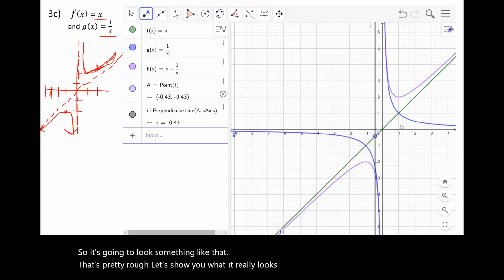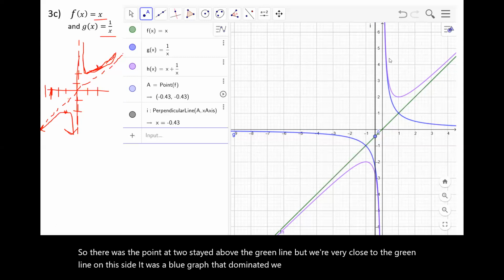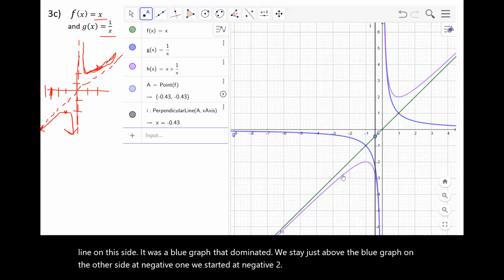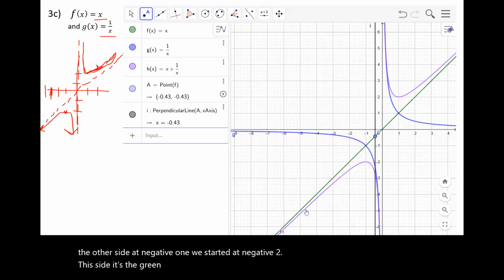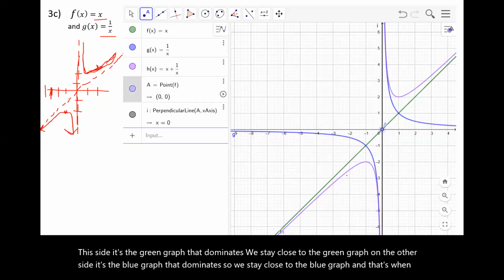There we go. So there was the point at 2, stayed above the green line, but we're very close to the green line. On this side, it was the blue graph that dominated. We stayed just above the blue graph. On the other side, at -1, we started at -2. At this side, it's the green graph that dominates. We stay close to the green graph. On the other side, it's the blue graph that dominates, so we stay close to the blue graph. And that's when you start looking at dominant functions.